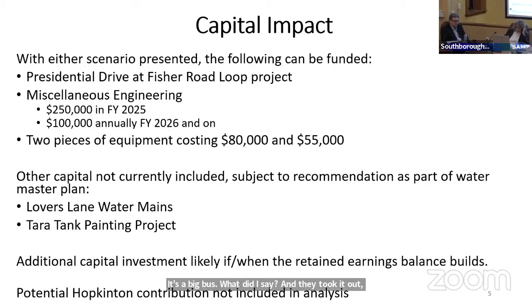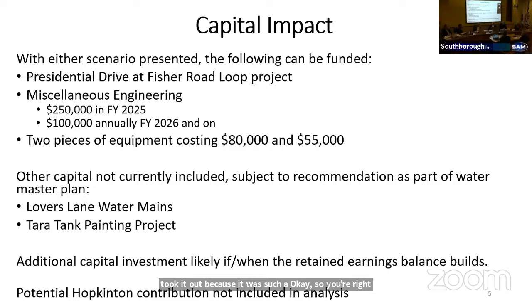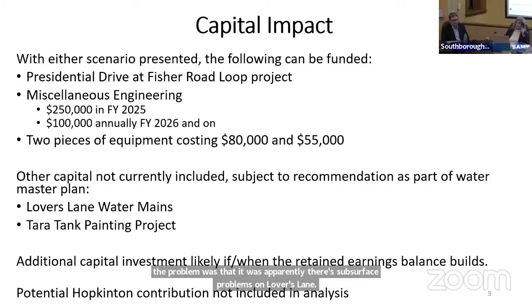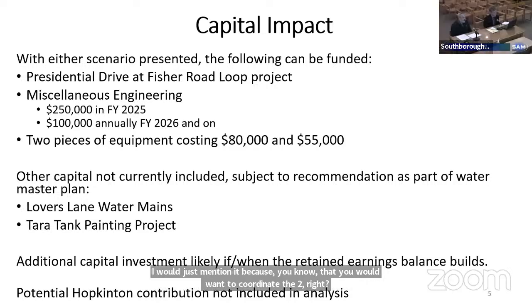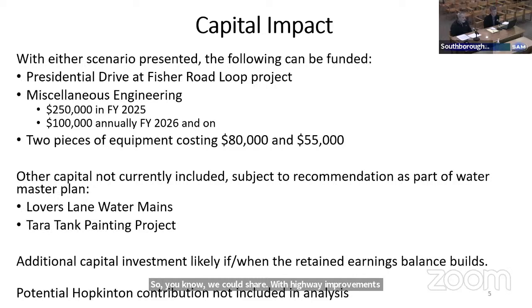And the problem was that apparently there are subsurface problems on Lovers Lane. So if you pave, you're not going to get much life out of it. I was just mentioning it because you would want to coordinate the two, right? So we could share with highway improvements funds. But I'd have to look at that a little closer. It wasn't addressed or broken out in the report, so I just have the project and a value. And that's something worth thinking about though.